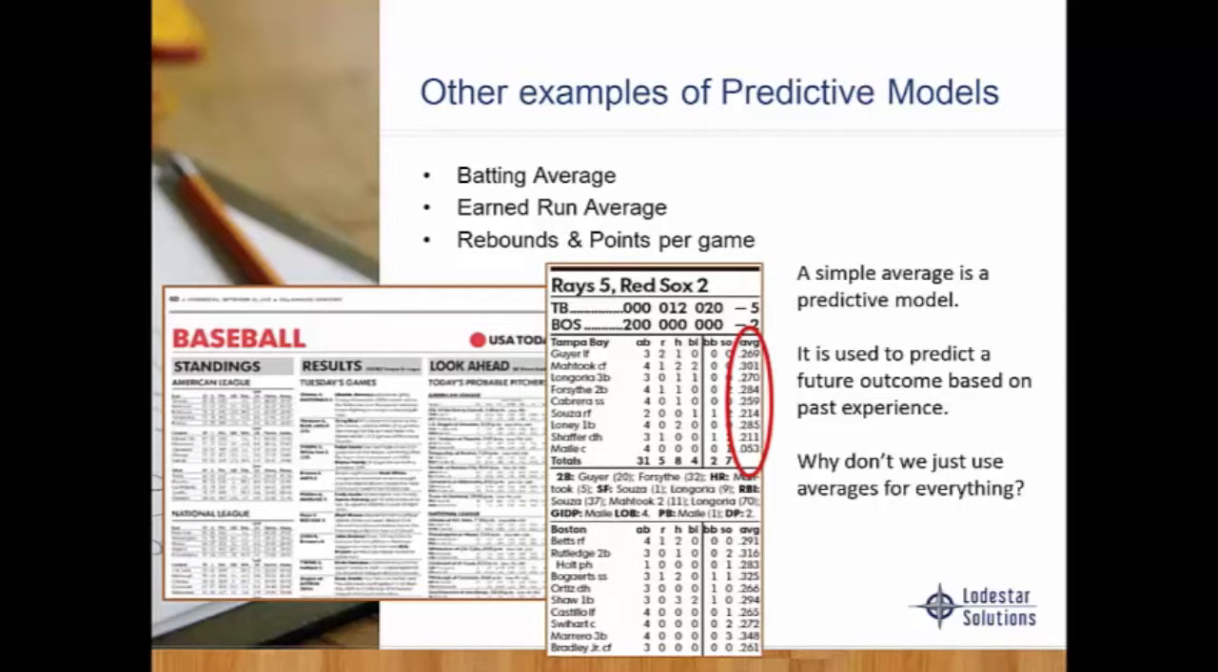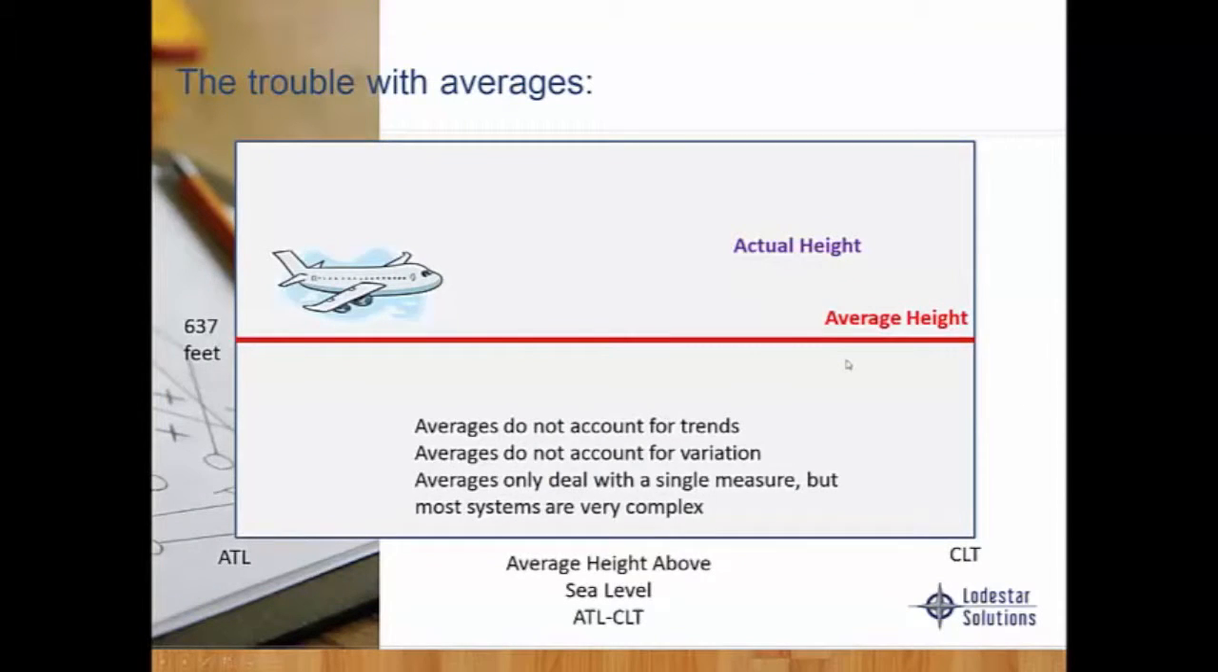But an average is just a very simple predictive model, and it's used to predict a future outcome based on something that has happened in the past. So if somebody has a batting average of .25, then we expect that every 4 times they get at bat, they're going to get a hit. It's not always accurate, though, and that's one of the problems. So why don't we use averages for everything? Why aren't they the best predictive models? Well, let's consider one of the problems with the first model that we looked at, average height.